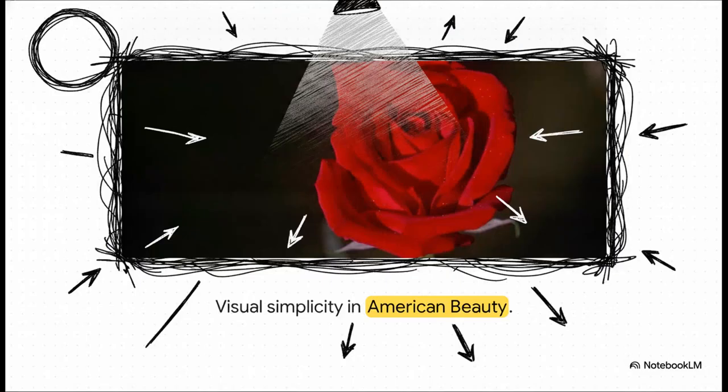Just take a look at this single, vivid red rose from the film American Beauty. Notice how the framing completely eliminates all the background distractions? It's just totally enveloped in darkness. By discarding literally everything that's unnecessary, the one remaining subject gets this profound, undeniable power. You are telling the viewer, without a doubt, exactly what matters.